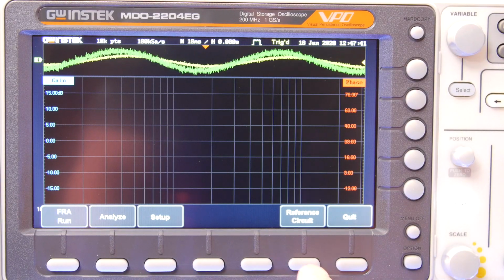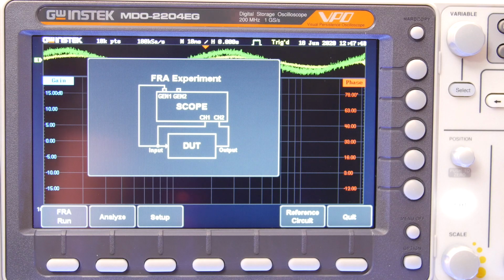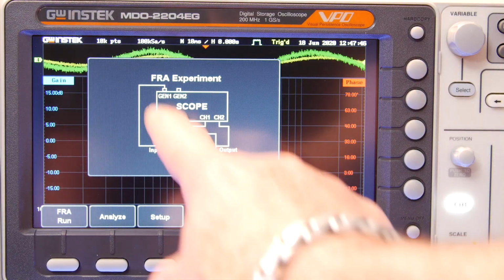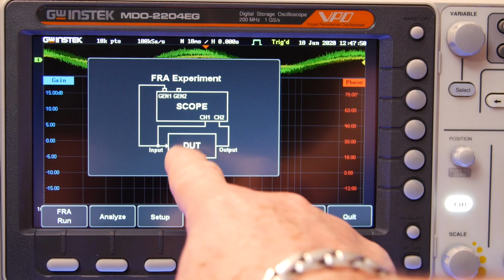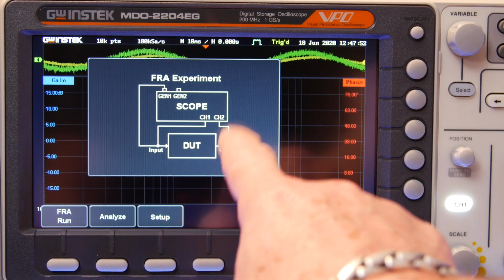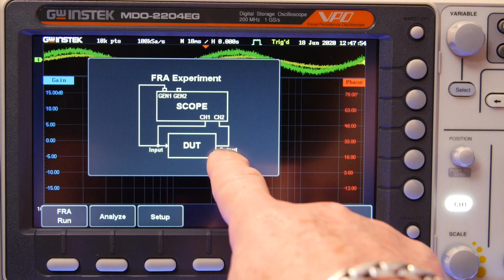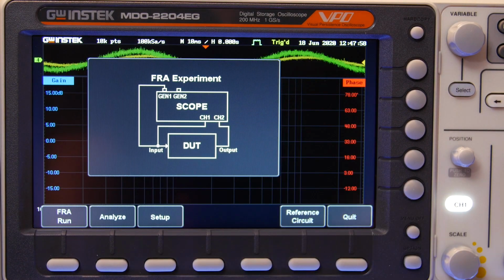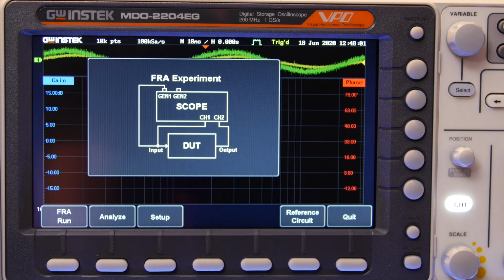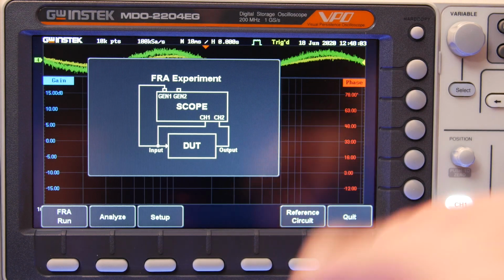Okay, so let's start off looking at the reference circuit, okay? And what it shows is the scope and device under test. Generator 1 comes out, goes into the input of the device under test, and then with the other channel you measure output. Now I say the other channel because you can actually assign channel 1, channel 2 as anything you want. Okay? So let's see how that's done.